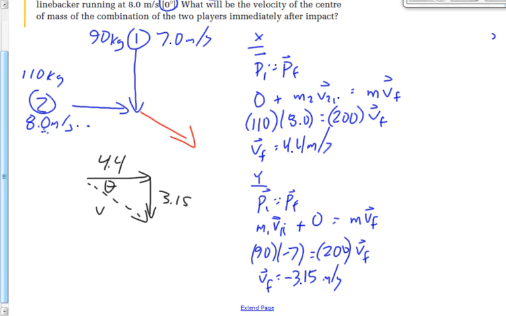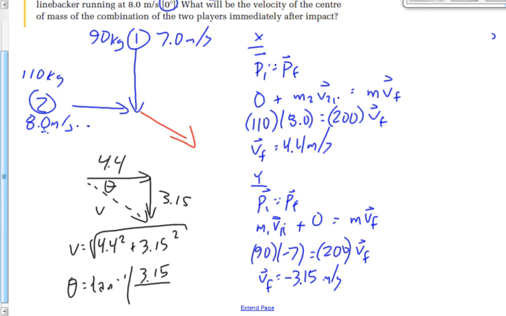Let's find the value of V by doing the Pythagorean theorem. And let's find the value of theta by using the inverse tan function. We have the opposite, and we have the adjacent. Let's say this half of the room right here, you guys get V using the Pythagorean theorem. This side of the room, you guys are going to get theta using the inverse tan function. Make sure you're in degree mode in your calculators, not in radian mode.